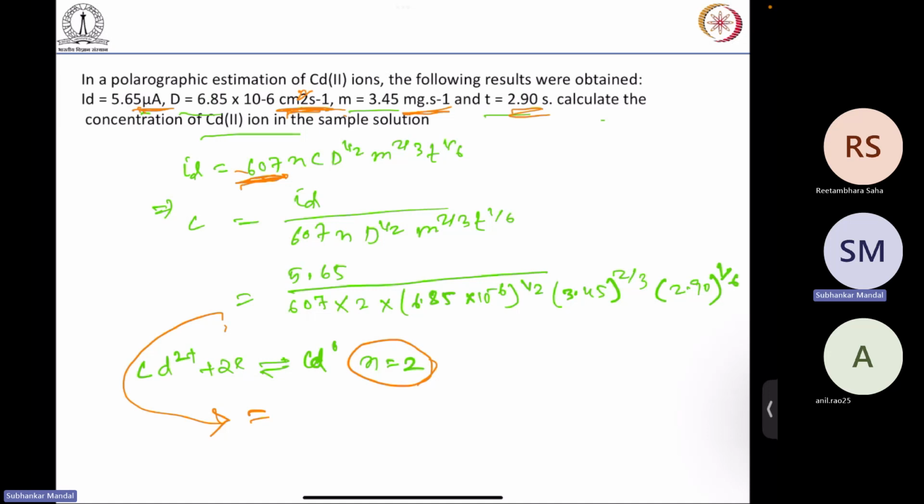Otherwise, in physical chemistry unit balance is a very important thing. Sometimes you have to change the units and put all of them in the same system, like SI units or CGS units. So you have to keep that in mind. Okay, so has anyone calculated this?